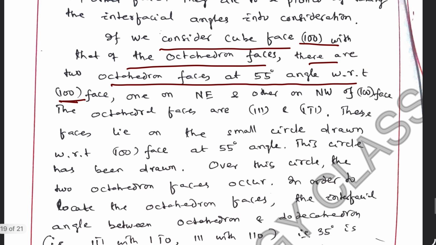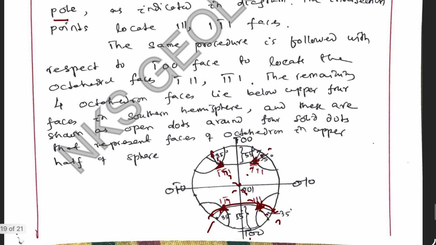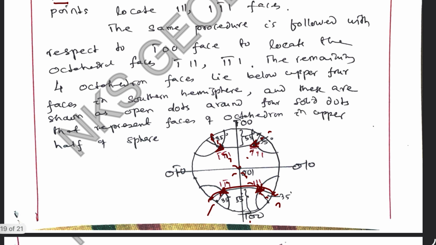This is the position of the dodecahedral face, the 35-degree circle. This circle cannot be drawn at this position. This point will have to be brought to the south pole of the underlay. Then the small circle for 35 degrees is chosen and the circle is drawn. So this point will have to be brought over here, so that this circle can be drawn.